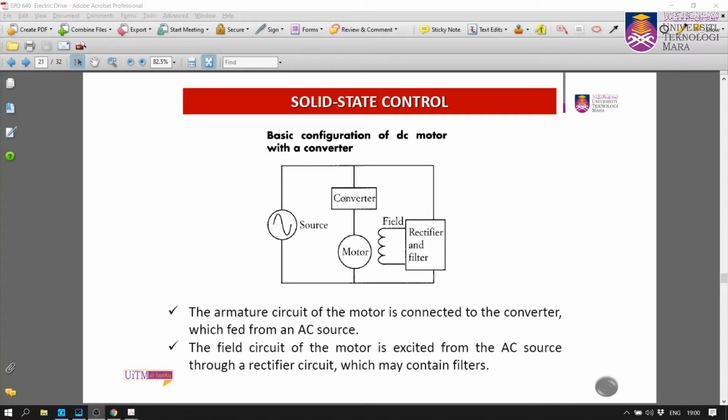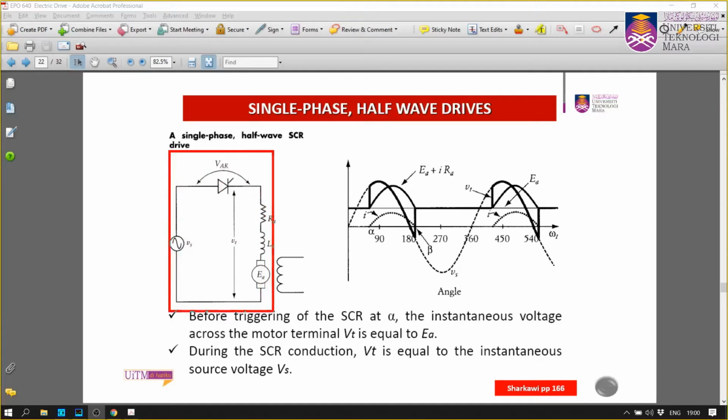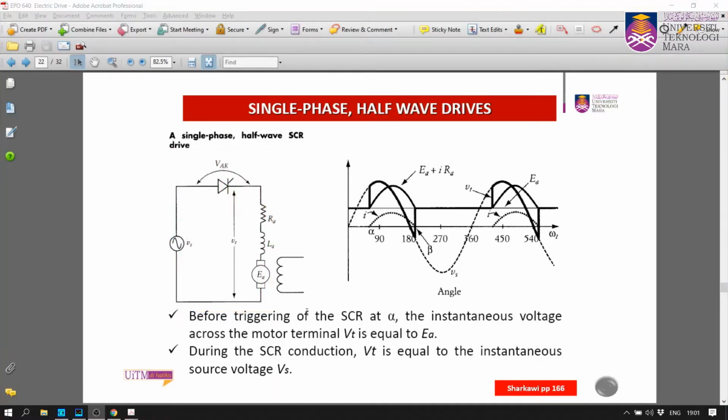Right, so this is the basic configuration of a DC motor with a converter. We have the source converter, then the motor, and then we also have this field rectifier. The armature circuit is connected to the converter, which is fed from an AC source. The field circuit of the motor is excited from the AC source through a rectifier which may contain filters. Next, we look first at the single phase half wave drive. This is a half wave rectifier, isn't it? A single thyristor is used, and then we can have this waveform here.